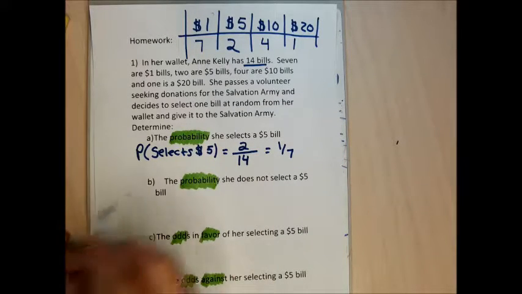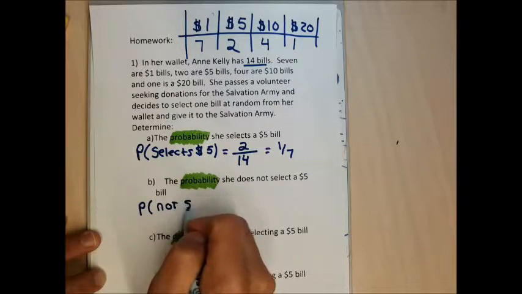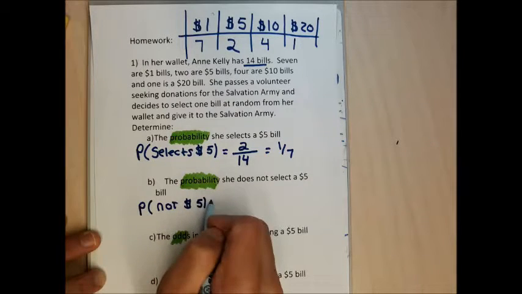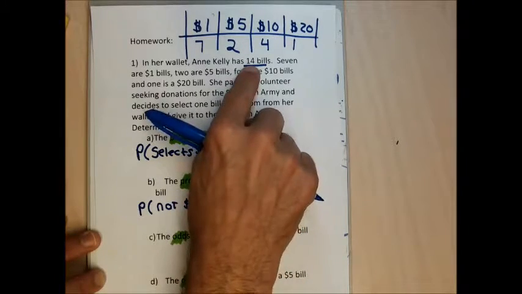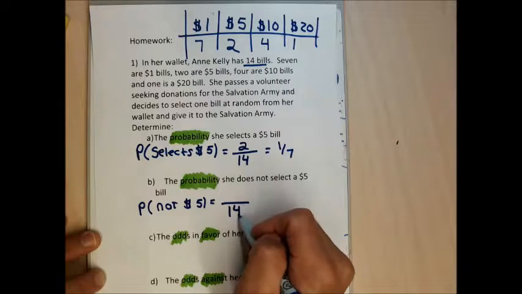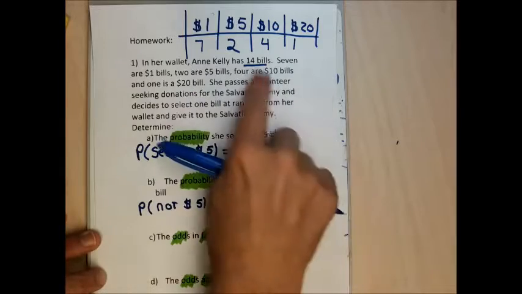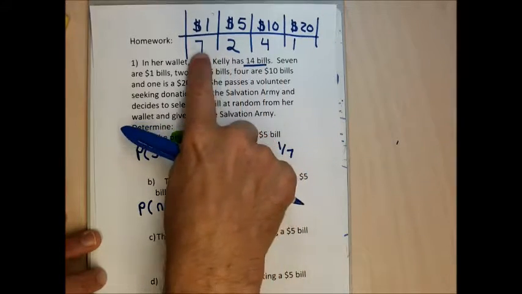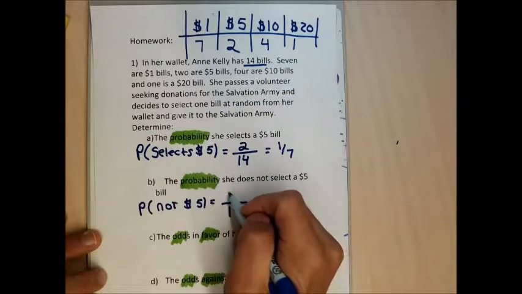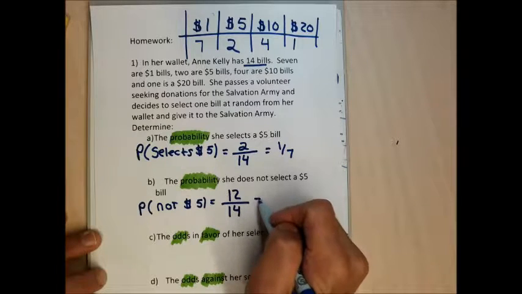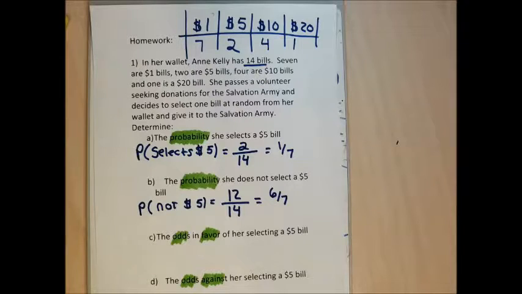Part B says, what's the probability she does not select a $5 bill? And I'm going to form a fraction. For probabilities, the denominator is going to be the number of bills that she has in her wallet. In this case, it's going to be 14. And the numerator is going to be the number of bills that aren't $5 bills. And that's going to be 12, because in her wallet, she has 7 ones, 4 tens, and 1 twenty. That's 12 of her 14 bills that aren't $5 bills. And if I reduce this fraction by 2, I get 6 and 7. So the answer to part B is going to be 6 in 7.